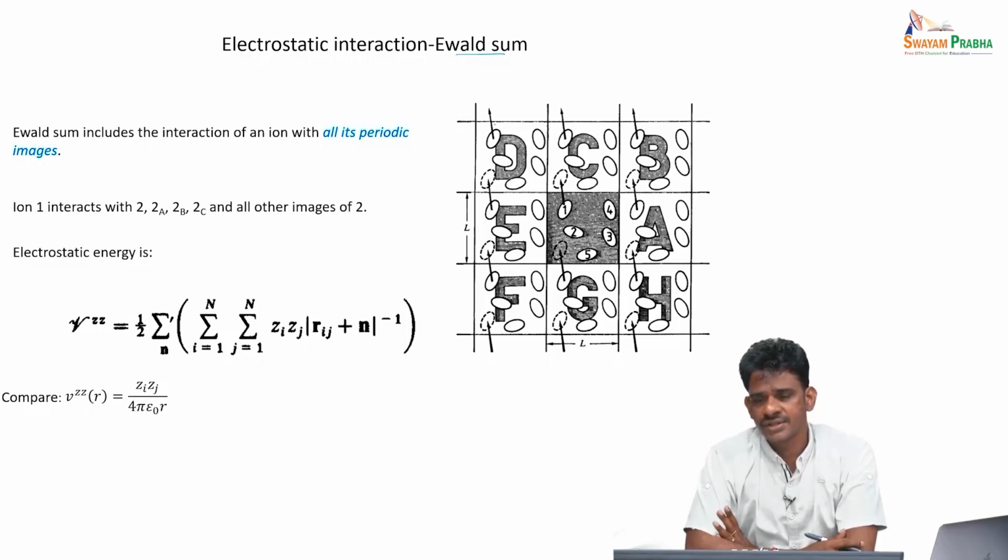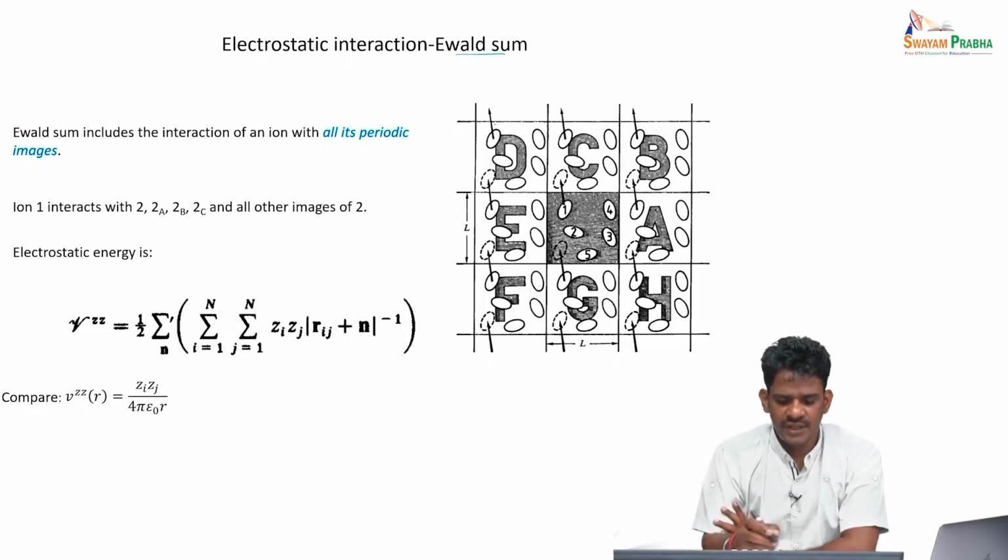In short range interactions, a particular molecule will interact only with the closest neighbor in the neighboring image box. We do not include all the periodic images, but we take one, which is the closest one. Whereas in electrostatic interactions, we include the interaction of an ion with all of its periodic images.